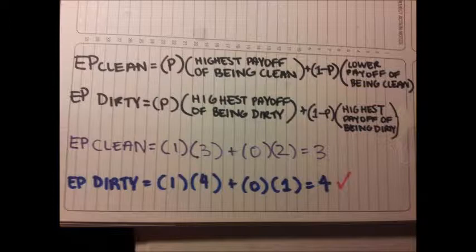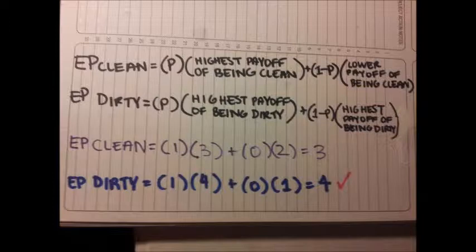Expected payoff clean equals P times the highest payoff of being clean plus 1 minus P times the lower payoff of being clean, where the expected payoff of dirty equals P times the highest payoff of being dirty plus 1 minus P times the lower payoff of being dirty. In this example, EP clean equals 3 and EP dirty equals 4.